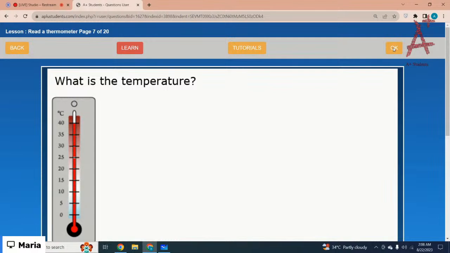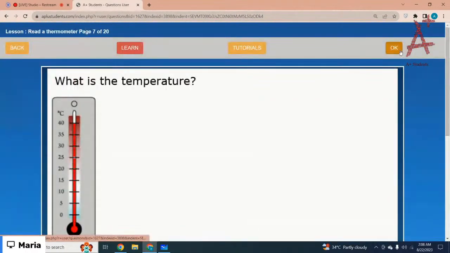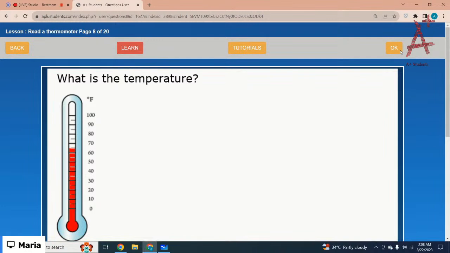Okay, what is the temperature? Which is the correct option? The correct option is 40 degrees Celsius. Very good. What is the temperature? Which is the correct option?